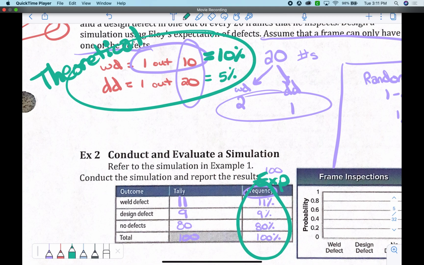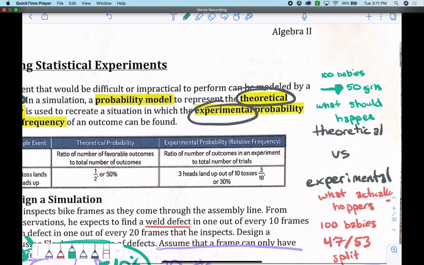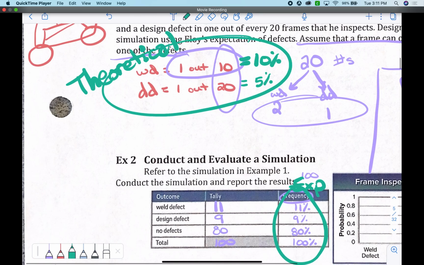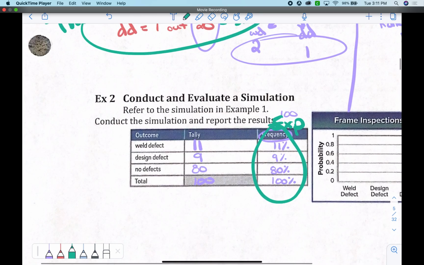Now, we were close. We had 11% and 9%. But this just goes to show you that not always does your theoretical and experimental probability match up. Kind of like up here where we said it was a 50-50 split and we got a 53-47 split. They're not always going to be the same. In theory, this is what we should get. In actuality, we actually got 11 and 9% rather than 10 and 5, okay?